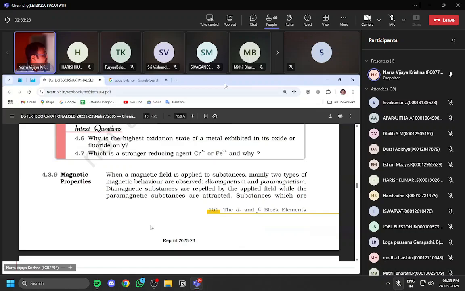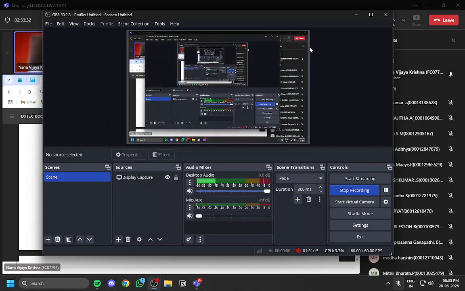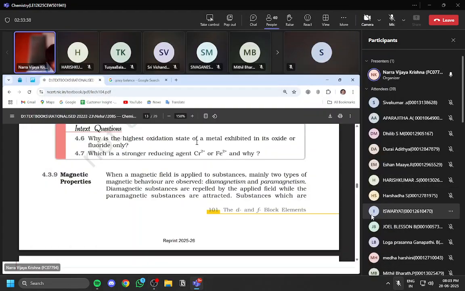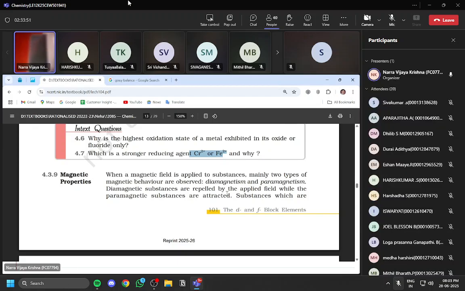Why is the highest oxidation state of a metal exhibited in its oxides or fluorides only? Oxides and fluorides are good oxidizing agents. Which is a stronger reducing agent, chromium +2 or Fe+2? Why? And what is chromium's atomic number? Configuration?